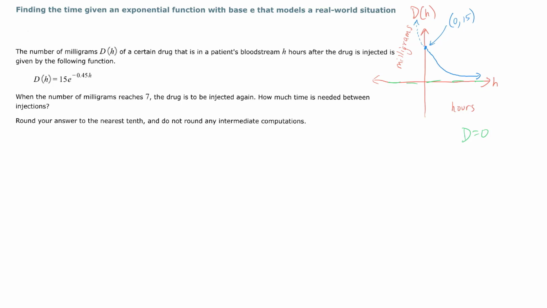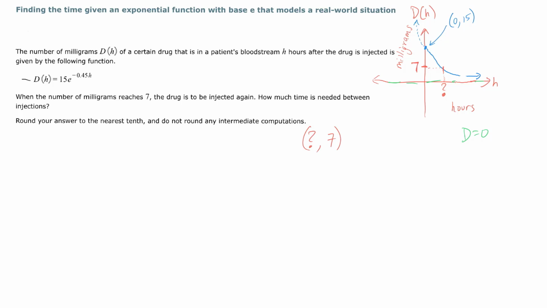How much time is needed between injections? Well, when your very, very first injection was 15 milligrams, we need to find when it's actually 7 milligrams. So what's going on the graph? We're trying to find this question mark when this is actually 7. So let's solve for the question mark. We're trying to find that question mark. That ordered pair is question mark and 7. Typically in mathematics, we usually call that question mark x, but in this case our question mark represents an h value.